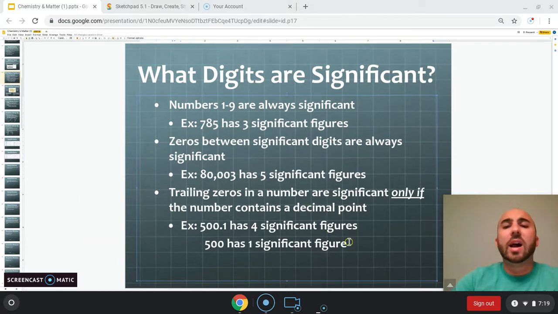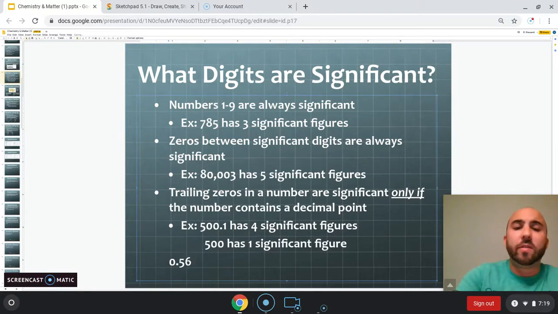If a zero is out front, like in the number 0.56 that I just typed here at the bottom of the screen, zeros in the front are never significant, but zeros that are trailing at the end are sometimes significant, and that's where significant figures can kind of get tricky. It's when the zeros are at the end, and so let's talk about that right now. Trailing zeros in a number are significant only if the number contains a decimal point.